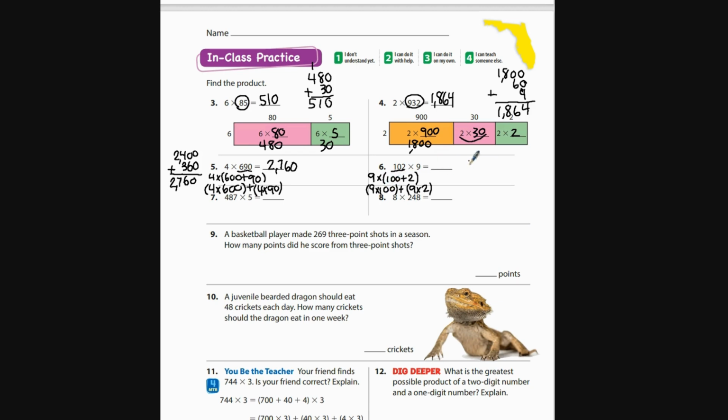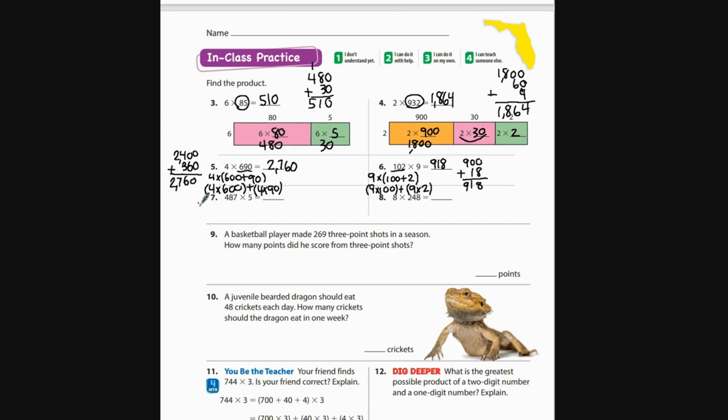I'm going to do it over here. 9 times 100 is 900. 9 times 2 is 18. Add it together. If you add it together, that's going to give you 8. This is going to give you 1. And this is 9. That means that the total is 918. That's it.